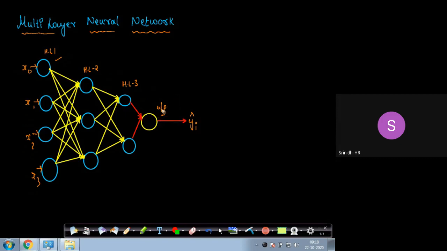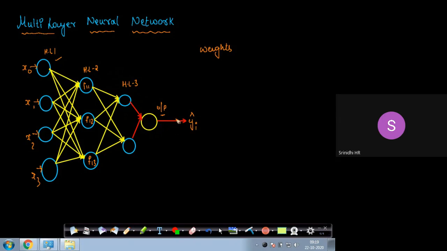In the previous session we learned how to write the weights, and how to name all the neurons with the particular function number. For example, this is my function f11, f12, f13. We also came to know the importance of hidden layers and output layers. What is my final outcome? That is my yi cap.